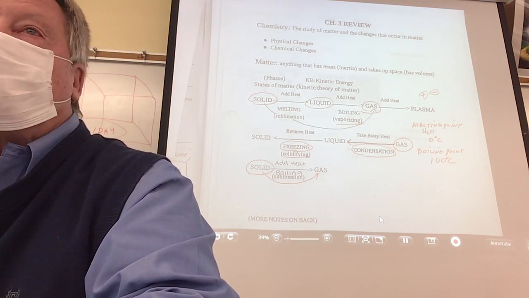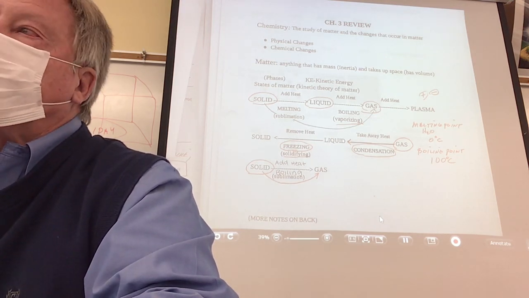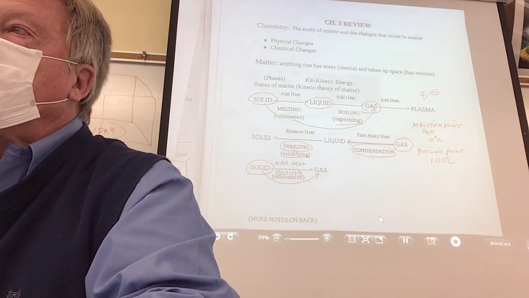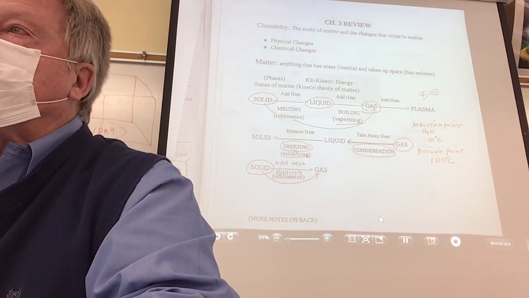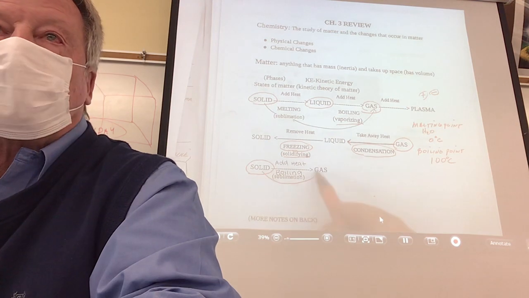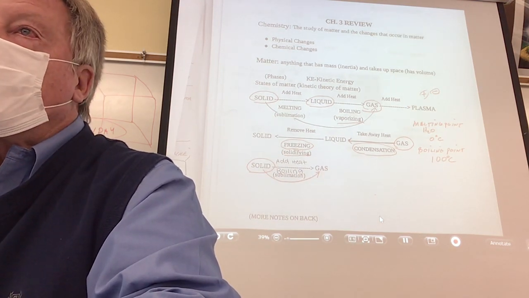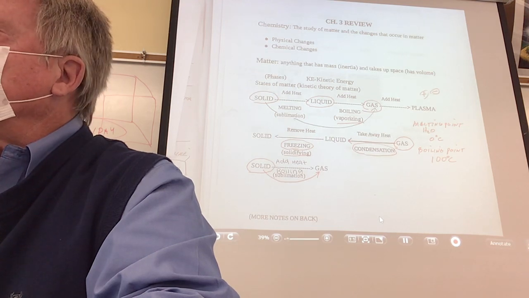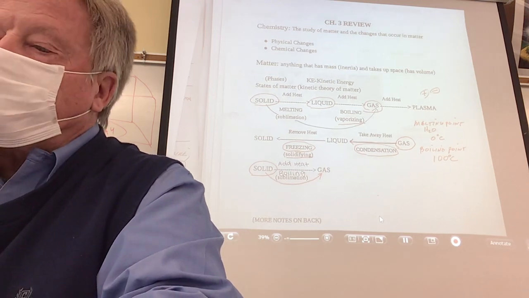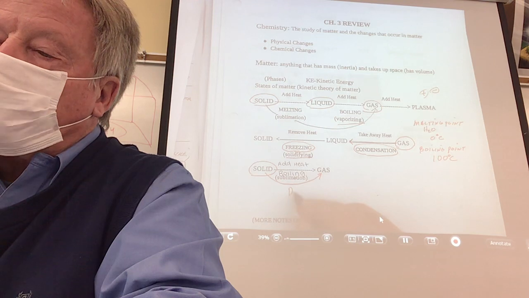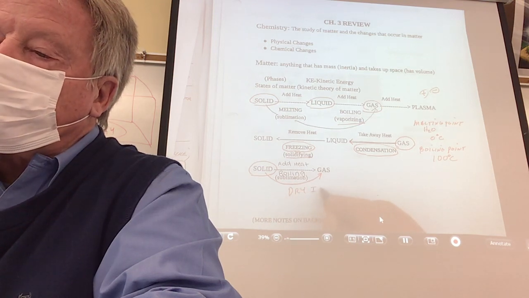Does anybody know one of these two materials? There are two materials you would have heard of. Does anybody know one of the materials that actually goes from a solid directly into a gas? You never see the liquid. Anybody? No teacher ever taught you that or anything like that? Okay, so the one I know of that you probably heard of is dry ice.